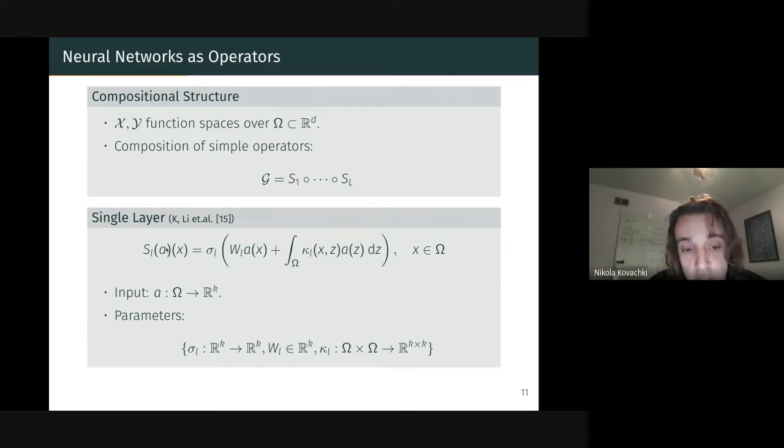So we take our input function a, and we integrate it against a kernel, kappa L. And then to that, we multiply a local linear term, which is this W. We add the two together, and then these go through a pointwise, so local, nonlinearity. So there are two local terms, this linear W as well as this nonlinear sigma. And then there is a non-local global term, which is given by this kappa O.